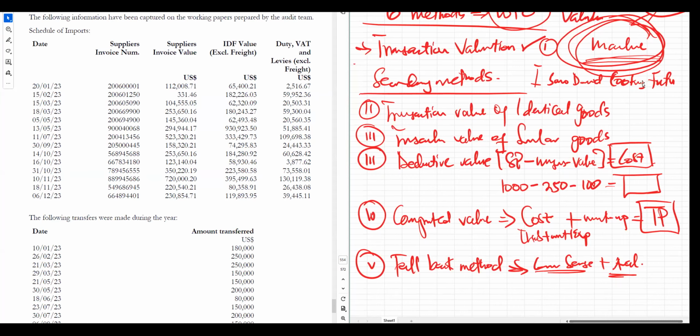If you can't see the transaction value, you look at the transaction value of identical goods, that's the I. If you can't see that, you use the transaction value of similar goods. If you cannot see that, you use the deductive value. If you can't see that, you use the computed value. Then finally, if you can't determine all this based on available information, you use the fallback method, which is common sense plus available evidence. So these are the way we determine customs valuation in Ghana and worldwide.